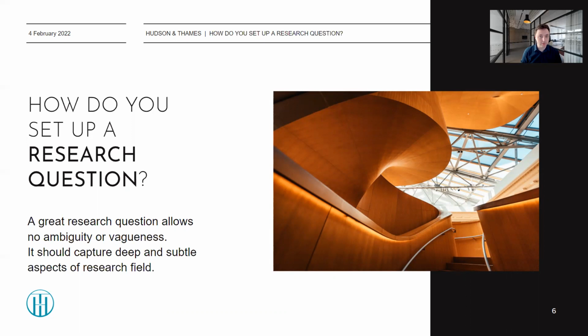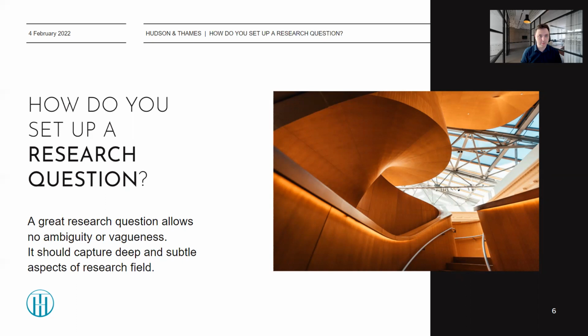So now you want to maybe continue with this research. So the next step is to set up a research question. A research question should be well constructed, firstly. It shouldn't have any ambiguity or vagueness to it.